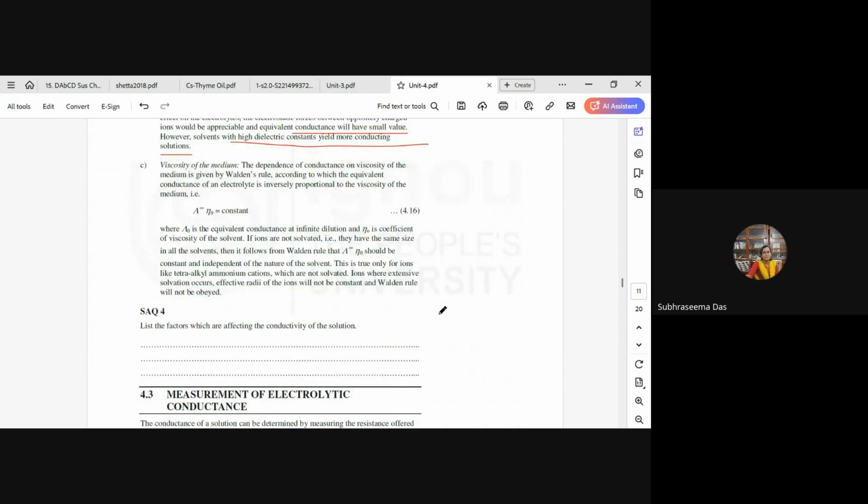Then, coming to the viscosity of the medium. The dependence of conductance on the viscosity of the medium is given by Walden's rule. According to Walden's rule, the equivalent conductance of an electrolyte is inversely proportional to the viscosity of the medium. That is, lambda infinity into eta is equal to a constant. So this is what follows from Walden's rule.